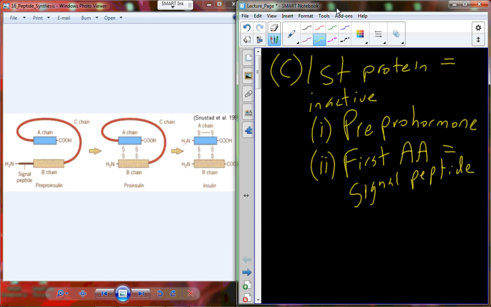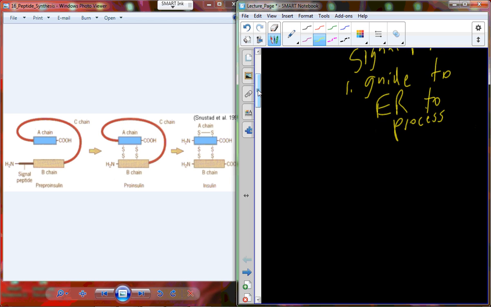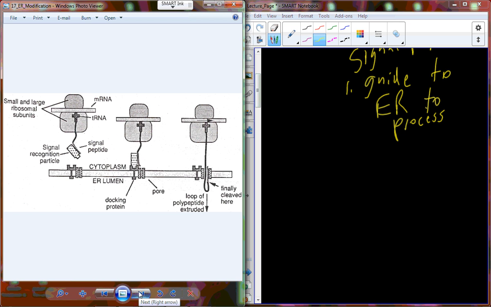So that signal peptide, most frequently, is going to guide the pre-pro hormone to the endoplasmic reticulum, and there we're going to receive additional processing steps. Now, the processing steps that can occur, we typically refer to those as post-translational or post-transcriptional modifications. So what you're looking at here is you actually can see the ribosome processing a strip of messenger RNA to generate a new protein in a pre-pro form.